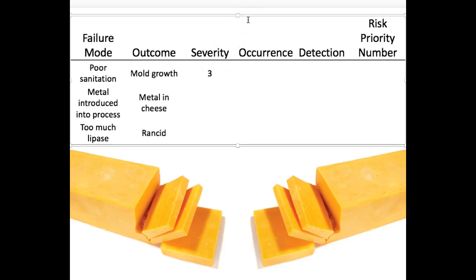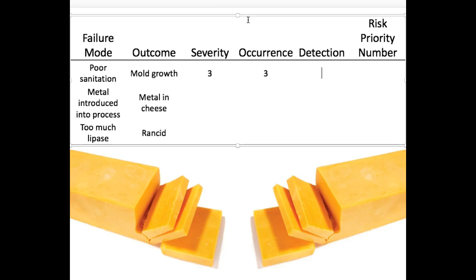For occurrence, poor sanitation causing mold growth doesn't happen terribly often, so I'm going to give this a 3 again. And detection of the problem, I'm actually going to push this number up a little bit, because you can't tell that mold is in the cheese until it's growing on the cheese and your product is ruined. And cheese typically doesn't get tested for mold spores.